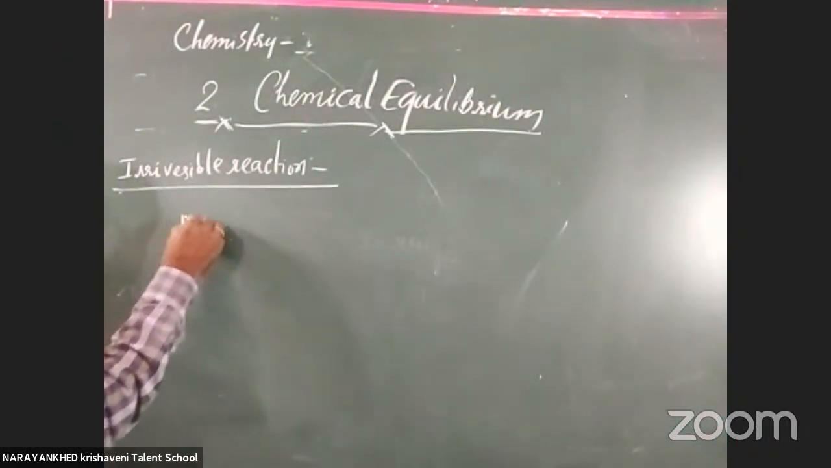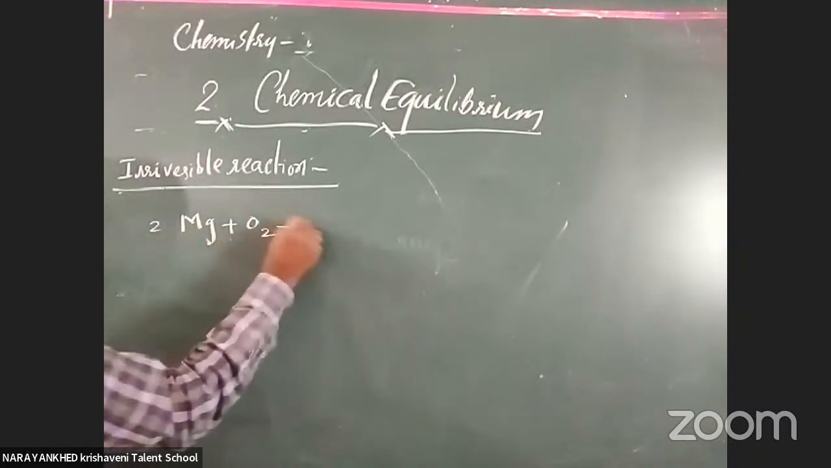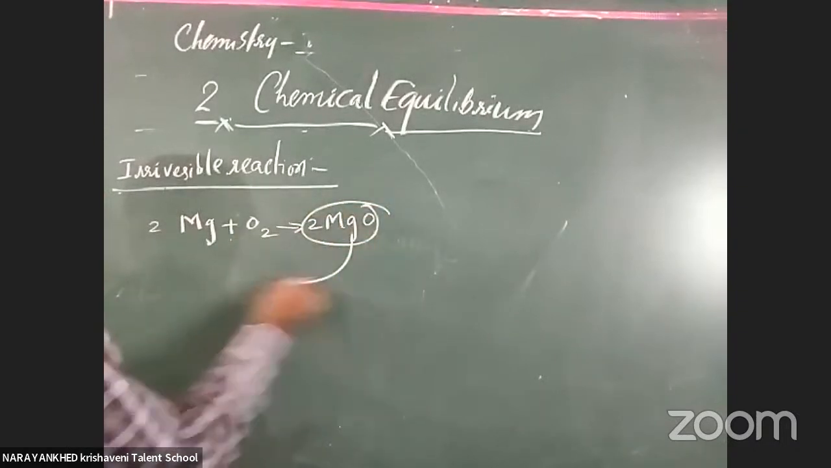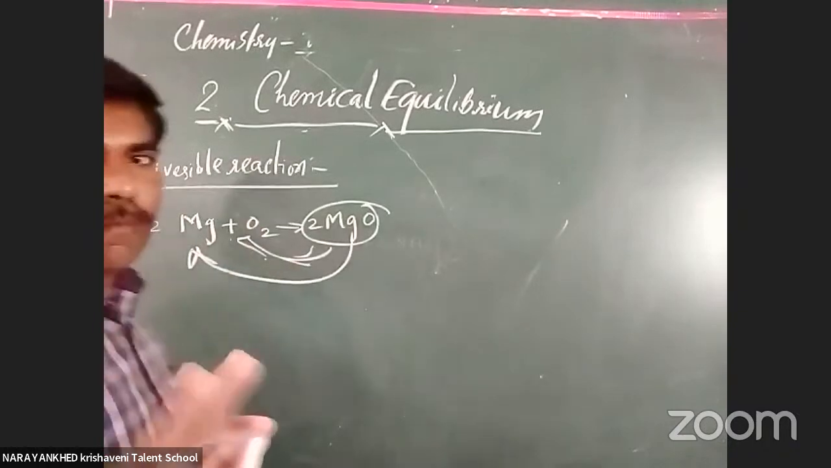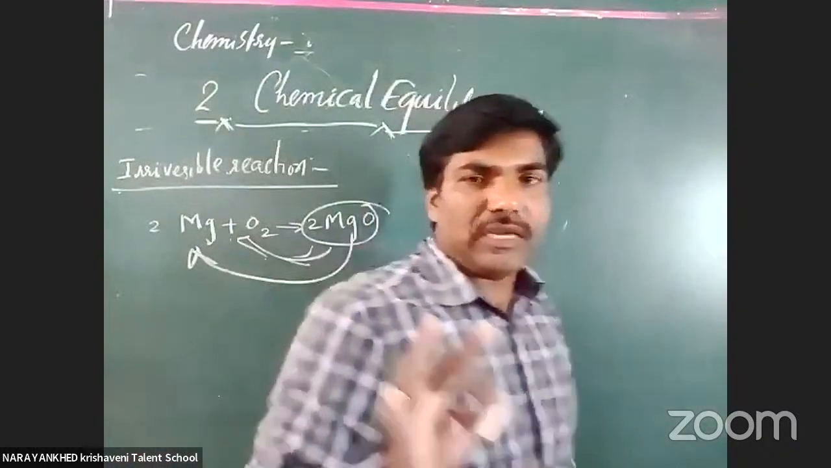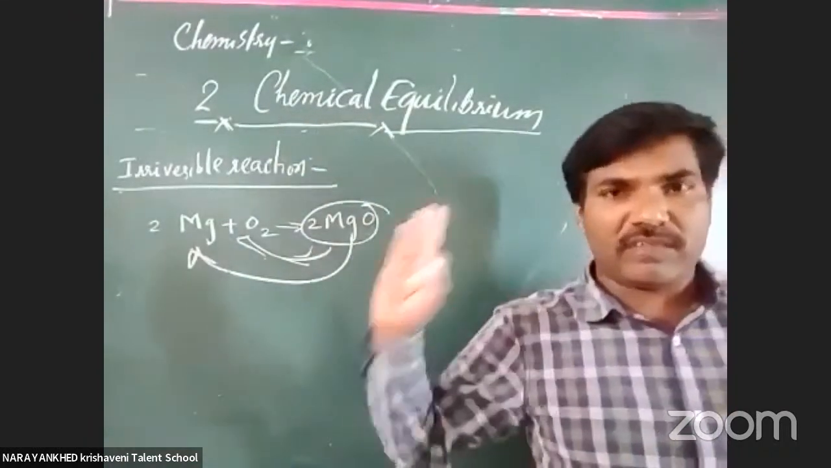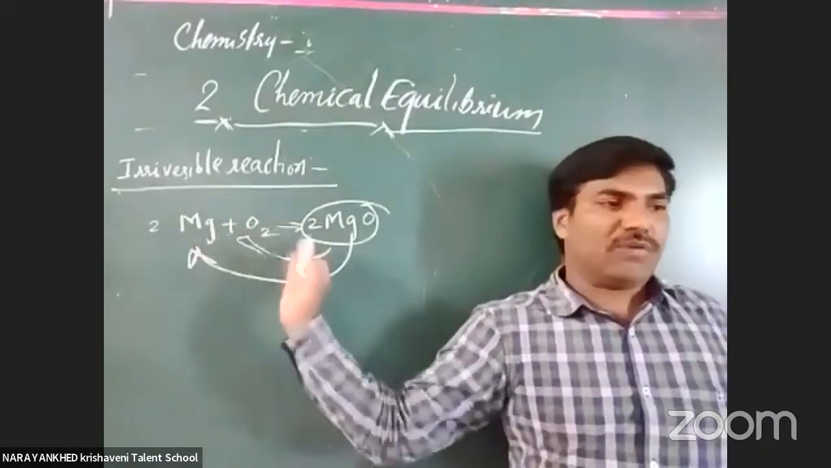Magnesium is combined with oxygen. Okay, now it will form magnesium oxide. Again, this magnesium oxide never gives magnesium and oxygen, whatever process you apply here. Okay, now that is called what? Irreversible process. Once they form magnesium oxide, they will never be obtained back as magnesium and oxygen.